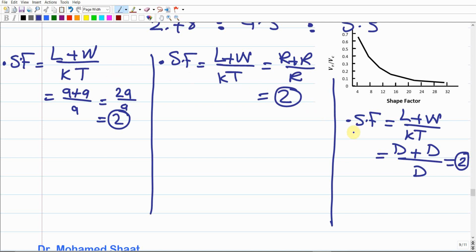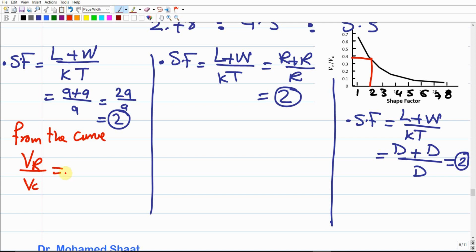So as you can see, all the three castings have the same shape factor according to the Naval Research Lab method, which is equal to 2. So if we go to this figure, let us assume this number changes, because there should be another figure. Assume that this is like 1, 2, 3, 4, 5, 6, 7, and 8, for example. According to this method, when the shape factor is 2, if you go up and intersect with the curve, we end up with VR over the volume of the casting being 0.38.